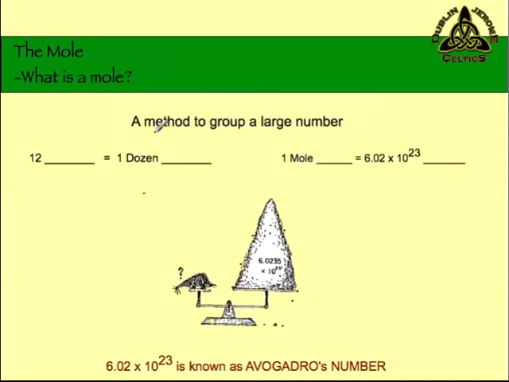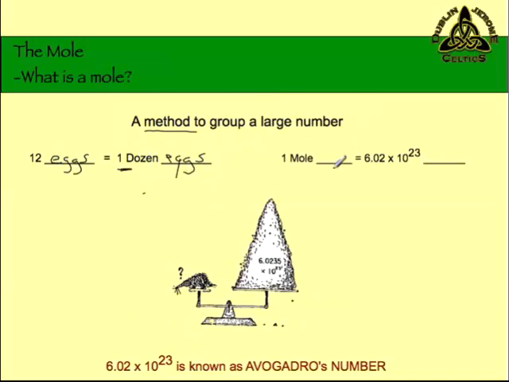The mole is really just a method to group a large number, very similar to what you would do with a dozen. Let's say we had 12 eggs. If we had 12 eggs, we would say we had 1 dozen eggs. We just group them together, right? 12 eggs equals a dozen eggs. So if your parents send you to the store, they're not going to say, hey, go buy 24 eggs. They're going to say, go buy 2 dozen eggs. It's easier to group them than it is to count individual eggs for some reason.